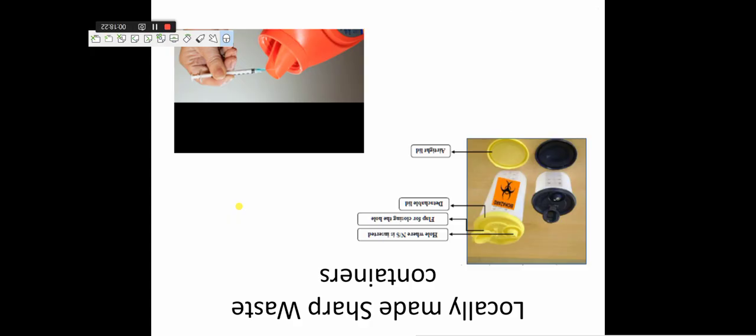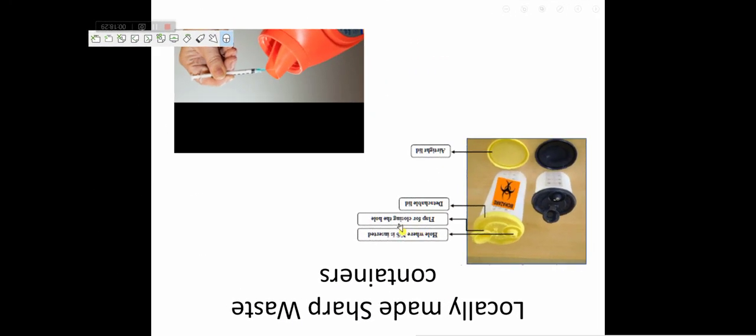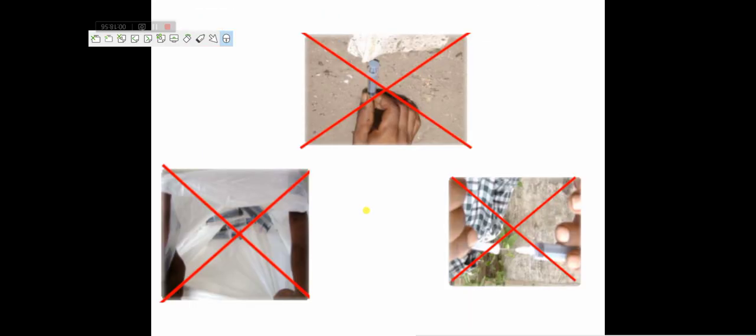Now you can see here locally made sharp waste containers, right? How locally they will be made. So there will be a hole, and a flap for closing the hole. There will be a flap so that we can close it all, and the lid will be detachable. So here you can see this, and even this is also puncture proof. And these are some needles and all, they are collecting and keeping.